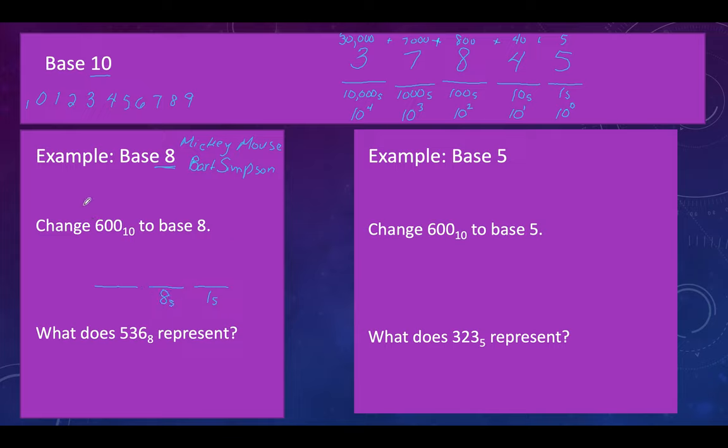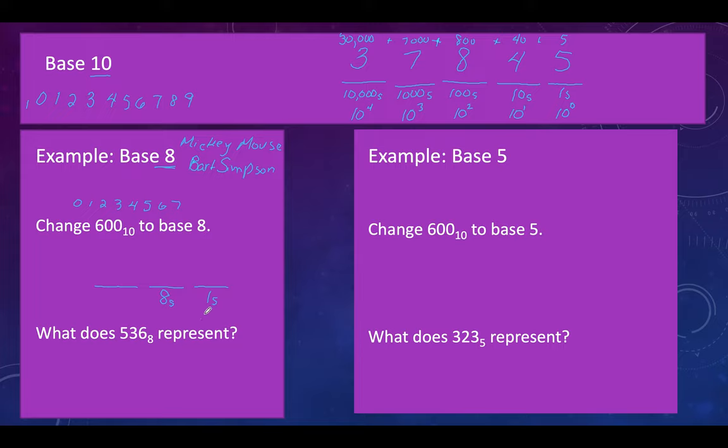Now notice too, in base eight, we're going to be using 0, 1, 2, 3, 4, 5, 6 and 7. We will not use the number 8 because when we get to 8, that would be represented with 1 here, okay? And then no units. All right, so continuing on here. So now again, instead of doing powers of 10 like we did in base 10, we're doing powers of 8.